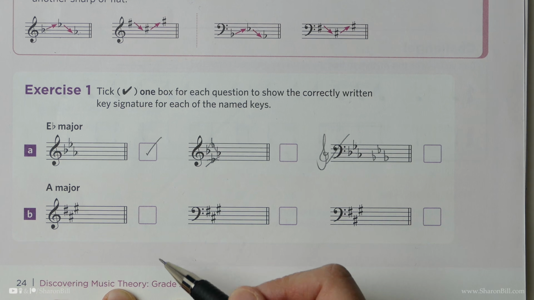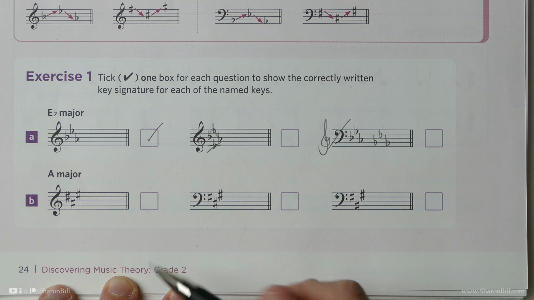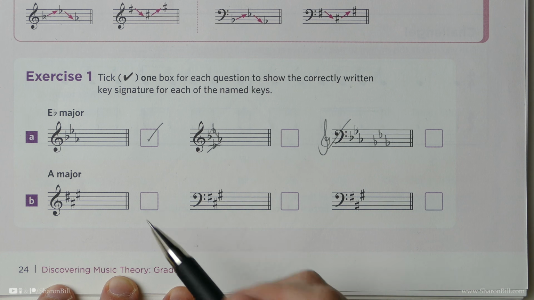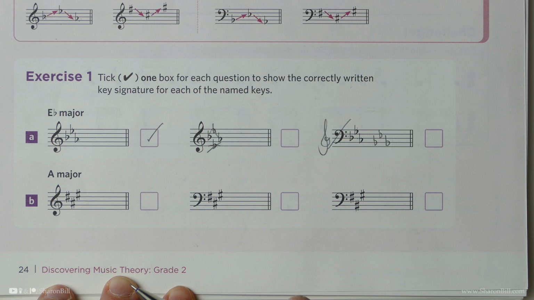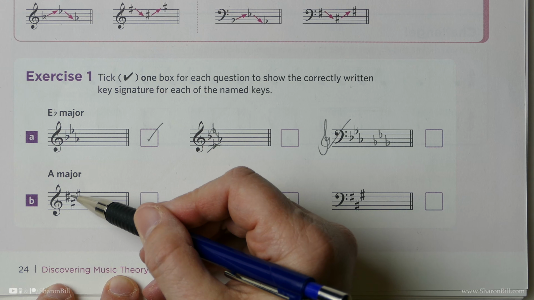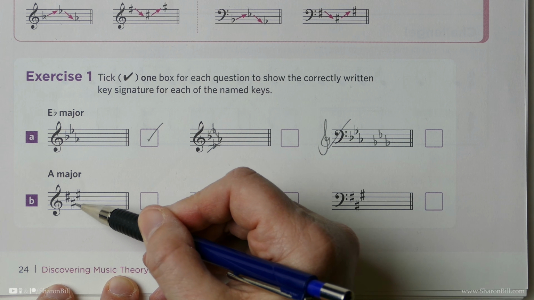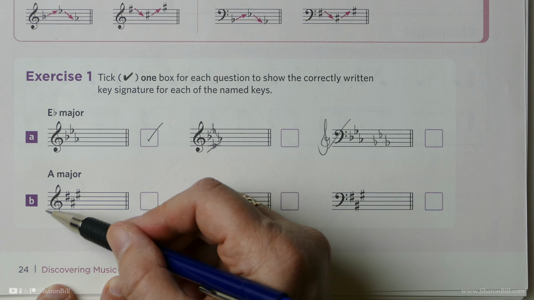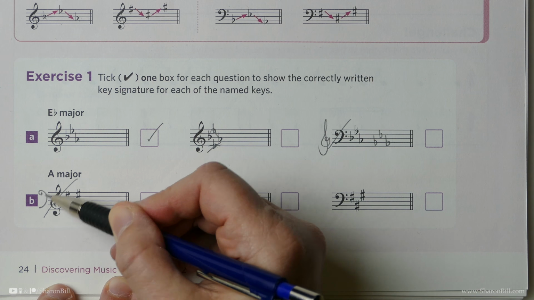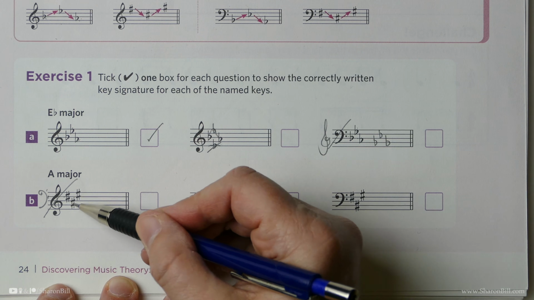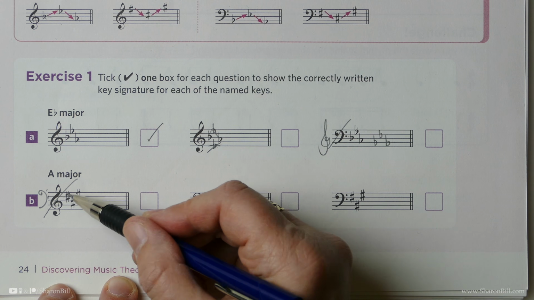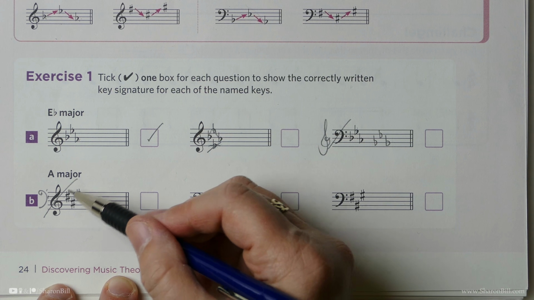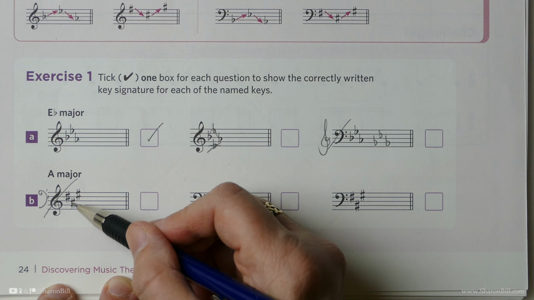So have a look at this next one for A major and see if you can spot which is correct and which is not. So here we have a D sharp, an A sharp and an E sharp. In actual fact, that would be correct if it was in the bass clef, but everything is a line or a space too low. So that's written incorrectly for the treble clef. It would be correct in the bass clef.